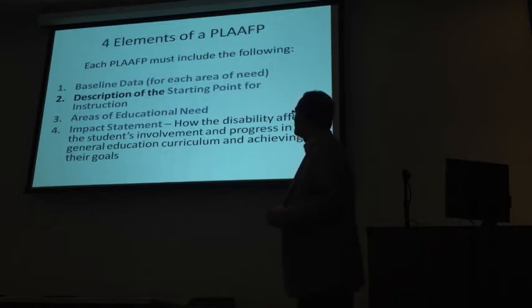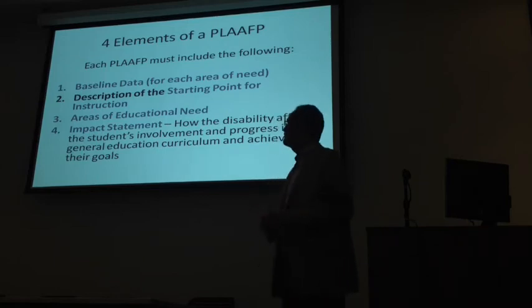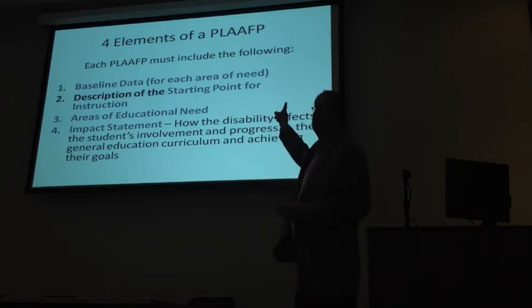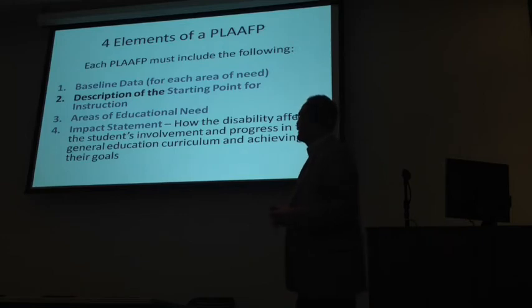There are 4 elements of a PLAF, and every PLAF must include these 4 elements. Again, there's baseline data for each area of need. Okay? Now again, just because we have somewhat of a lower functioning area does not mean it's an area of need that can be accomplished in the course of an annual IEP. A description of the starting point for instruction, the areas of educational need, and the impact statement. In other words, how the disability affects the student's involvement and progress in the general education curriculum, and achieving their goals and objectives.